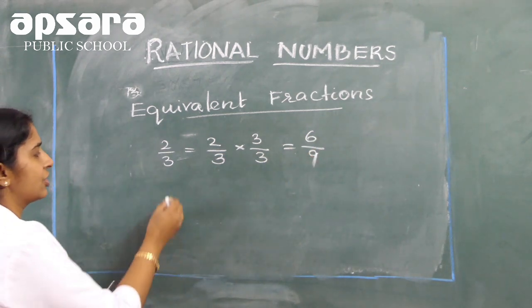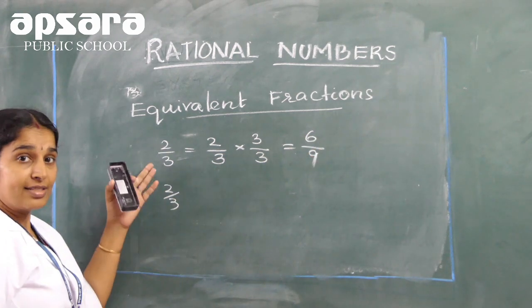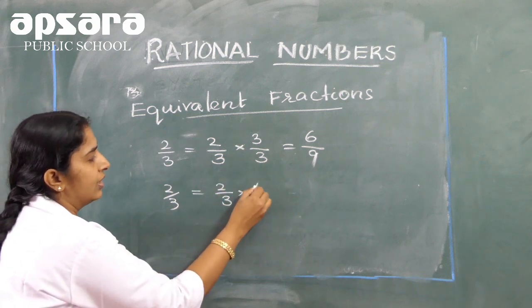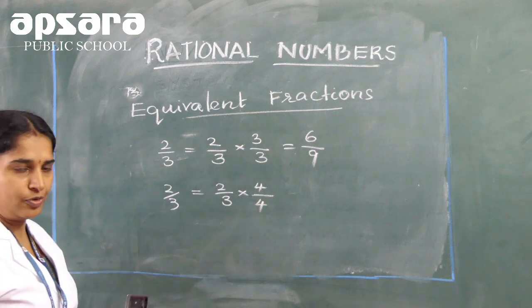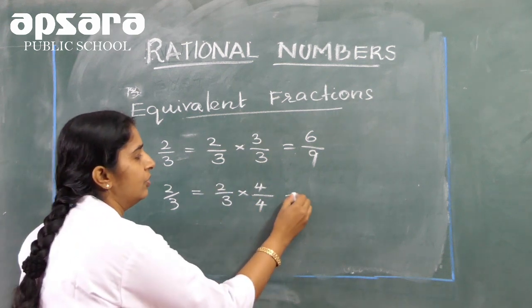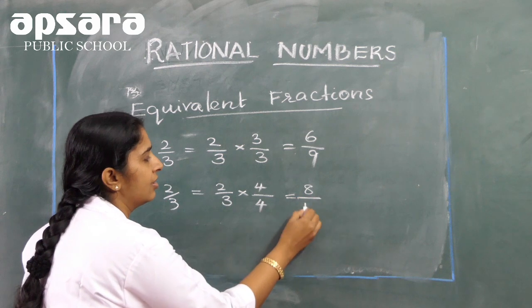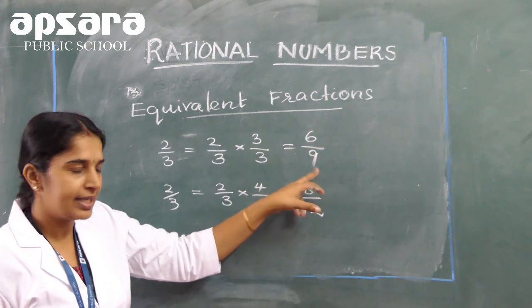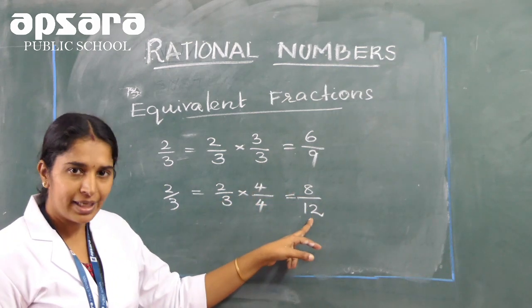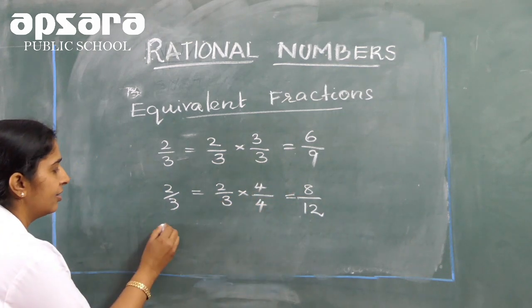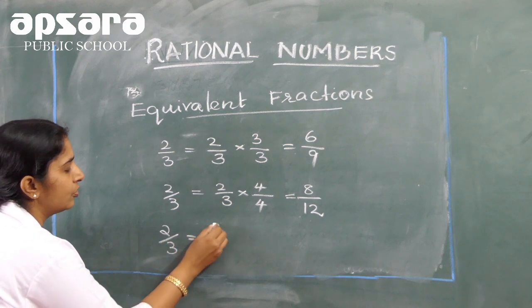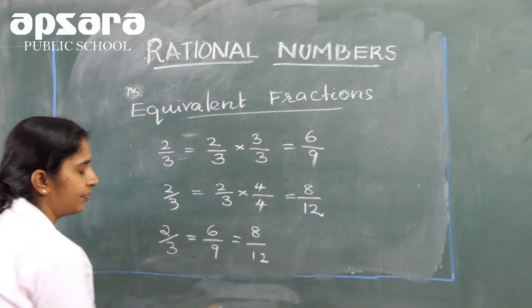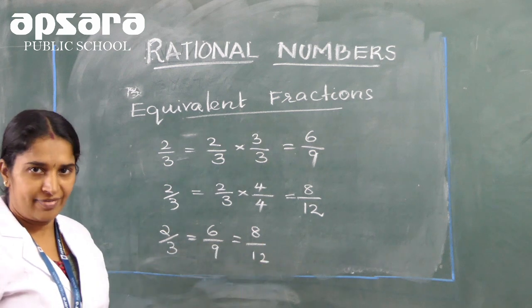Take the same fraction 2 by 3. Multiply it with 4 by 4, which gives 8 by 12. Here you can see that 2 by 3 is equal to 6 by 9, 2 by 3 is equal to 8 by 12, which shows that 2 by 3 is equal to 6 by 9 is equal to 8 by 12. These are equivalent fractions.